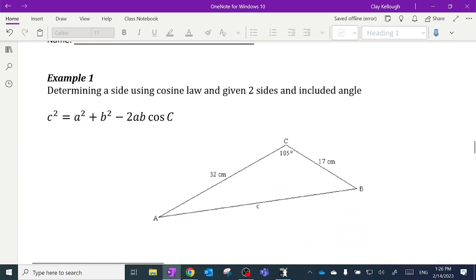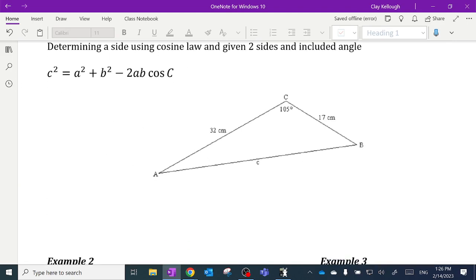Since I'm looking for side C in this example, I'm going to use the C version of it. So C squared equals A squared plus B squared minus 2. In math, when we put letters right next to each other and we don't put symbols between them, what are we telling you to do? It's a multiply. So this is negative 2 times A times B times the cosine of angle C. All right, let's put in the numbers. C is what I'm looking for. A would be this guy here, so 17 squared. B would be this guy here, so that's 32 squared.